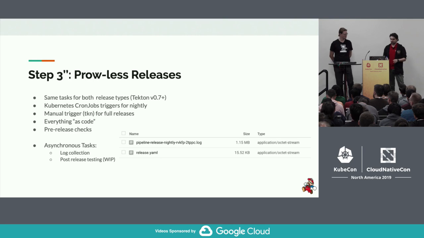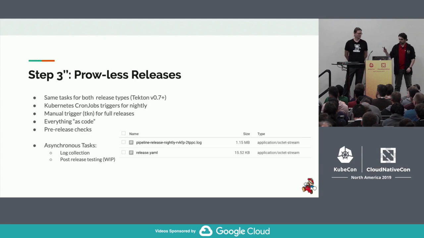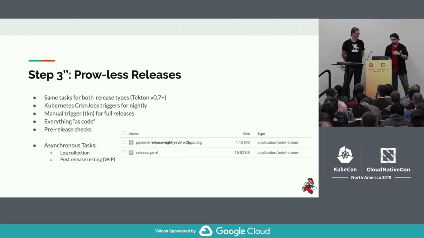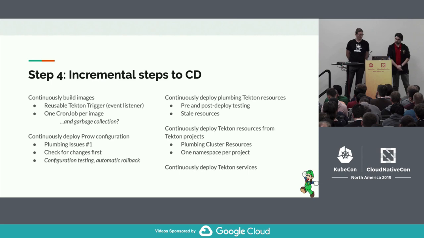And now we are trying to, so this is what a nightly release generates. There's the release YAML you can install, and there's the logs of the build. And now we're trying to do everything as code. So we are trying to put in place inside Tekton some rules, guidelines, and best practices on how we can embed any task definition and any pipeline definition inside your own repository. This is a work in progress, but we're trying to do that.